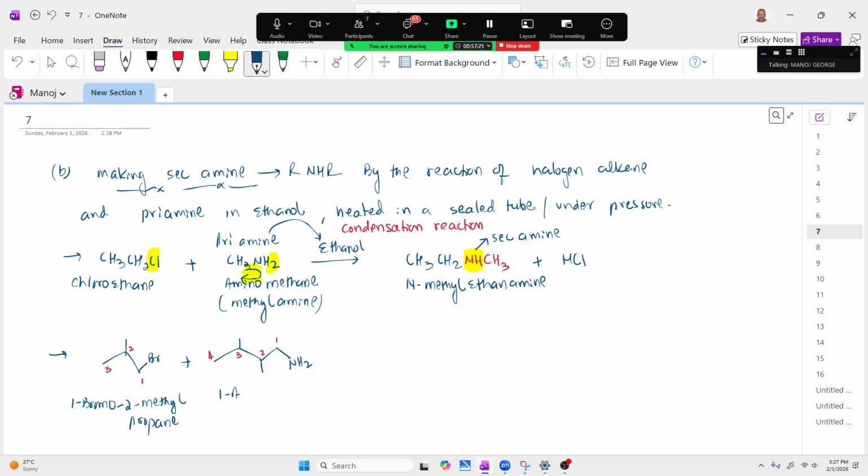So 1 amino, because A comes first, 1 amino, 2 comma 3 dimethyl butane. Okay, okay.